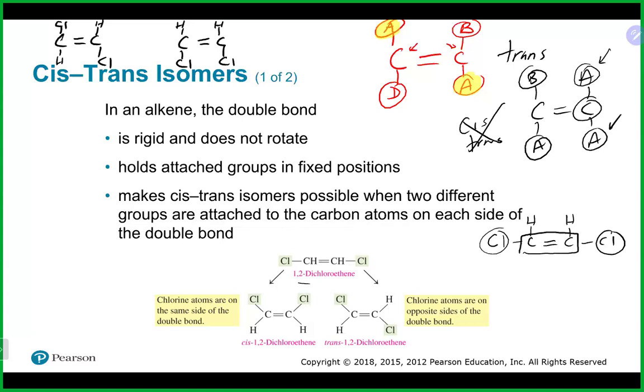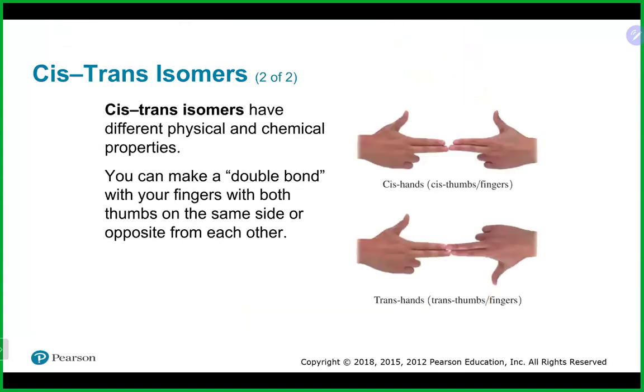And again, we have this option because we lose rotation around the double bond, so everybody just gets locked into where they're at in terms of three-dimensional space, and they can't really rotate around.